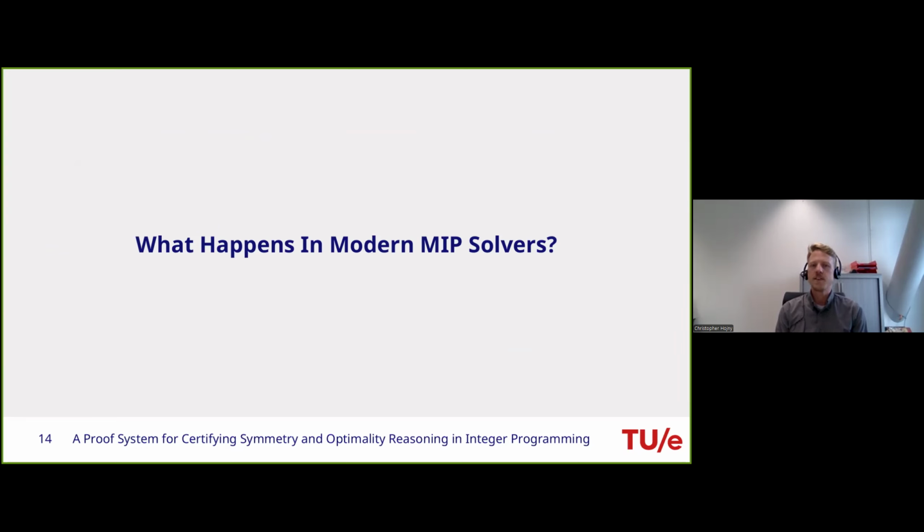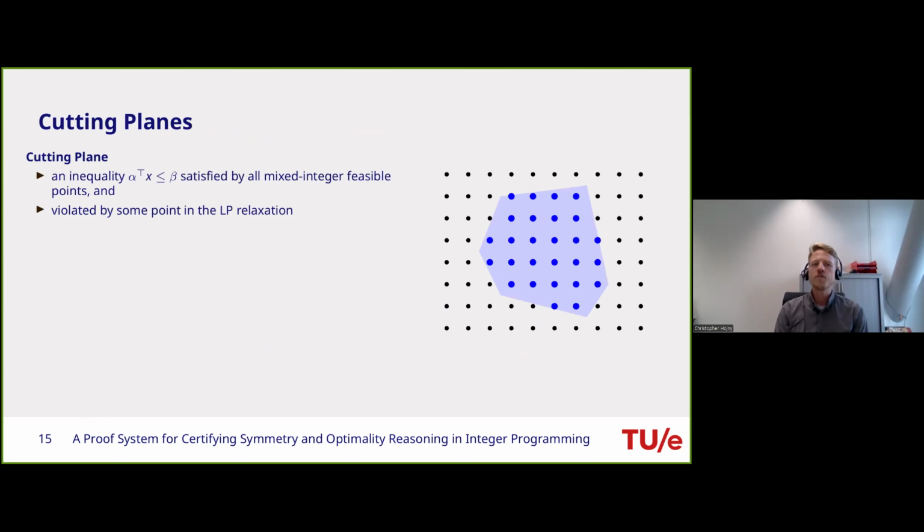So this basic reasoning, so that we have optimality of linear programs and basic branching decisions, so vanilla branch and bound, this is actually supported by the Viper proof system. But it also reaches its limitations because in modern mixed integer programming solvers, more techniques exist. For instance, cutting planes. And a cutting plane is just a linear inequality, alpha transposed x at most beta, that is satisfied by all the mixed integer feasible solutions, but for which some points in the so-called LP relaxation in this blue polyhedron exist that violate it.